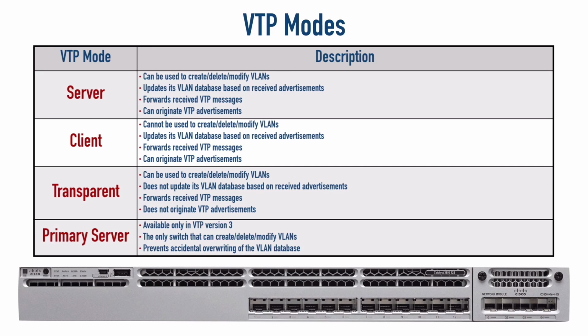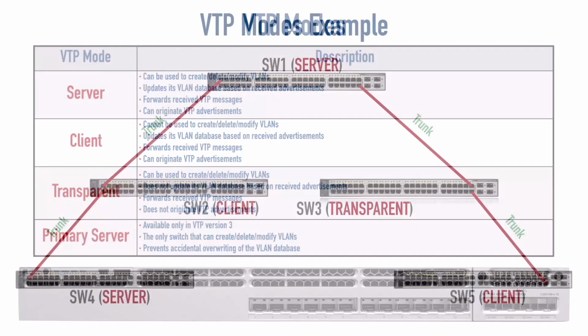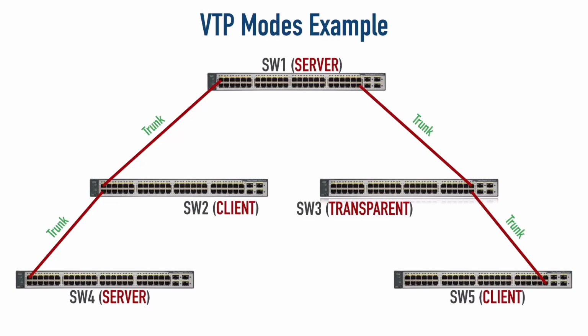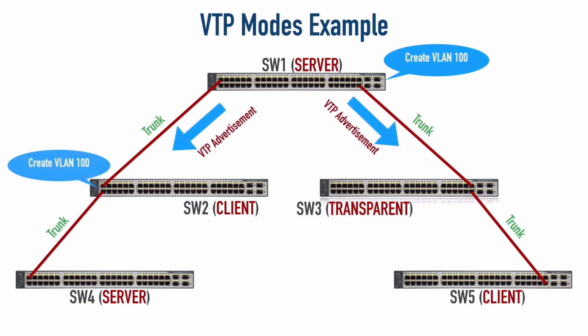Now let's take a look at an example using some of these different VTP modes. Let's say that switch SW1 is running in server mode. SW2 is in client mode, SW3 is a transparent mode switch, SW4 is in server mode, SW5 is client mode. And let's say I go to switch SW1 and I create VLAN 100. Well, we're going to send VTP advertisements down to switches SW2 and SW3 over those trunk links, and SW2, which is in client mode, it's going to update its VLAN database, and it's going to create VLAN 100 on its switch. But switch SW3 is in transparent mode.